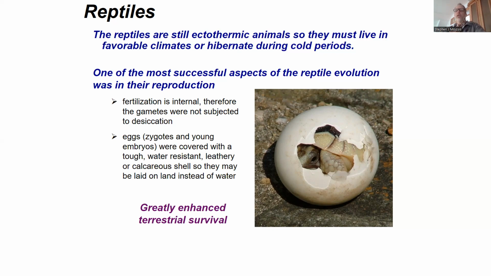Zygotes and young embryos, instead of being covered in a jelly-like, fish-like egg of amphibians, instead had a tough water-resistant leathery or calcareous shell. The pond where life began, and where life remained in the watery realm until the Paleozoic, where all reproduction ultimately takes place, was now transferred into an egg that could be laid on land instead of water. So the pond is brought as an egg to the land. This greatly enhances terrestrial survival.